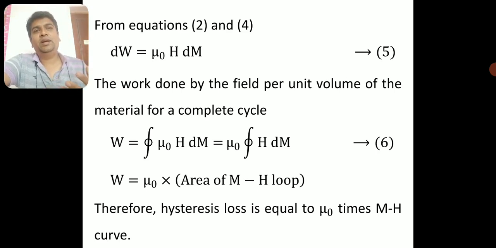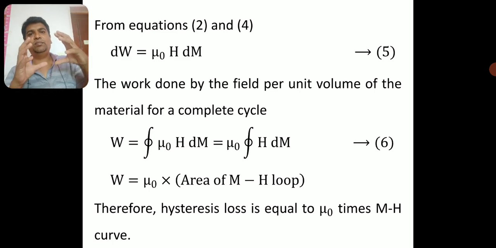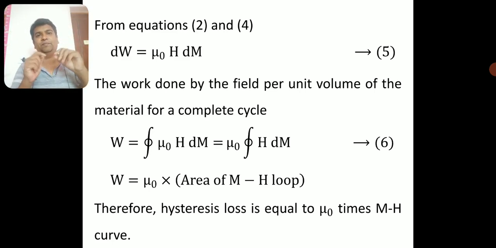Now, the work done by the field per unit volume of the material for one complete cycle. Now I am looking for the work done for one complete cycle. If I look at that, it will be a line integral of mu naught H dM. It is one complete cycle, so I am doing a line integral of this mu naught H dM. Mu naught is anyway constant, the permeability of free space. Take it out. So the integral of H into dM, a line integral of H and M, is something like a curve of H and M.